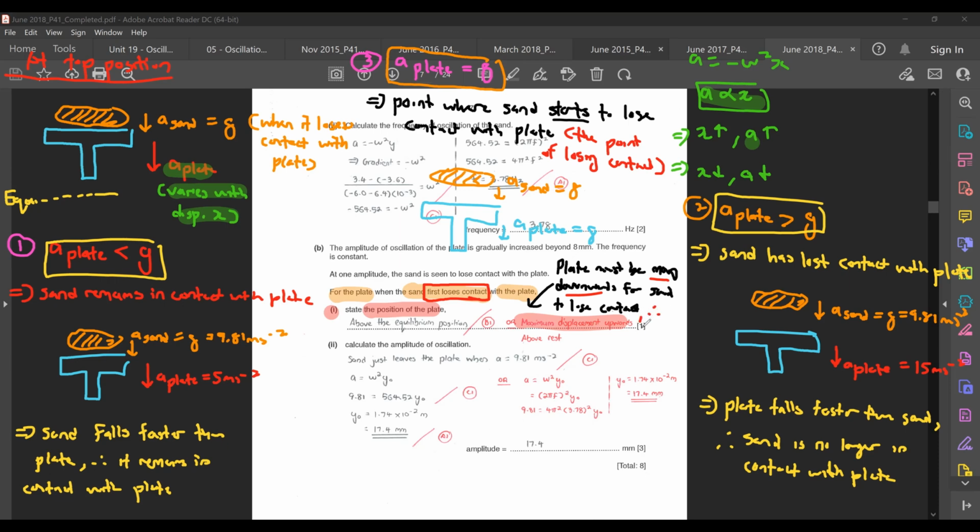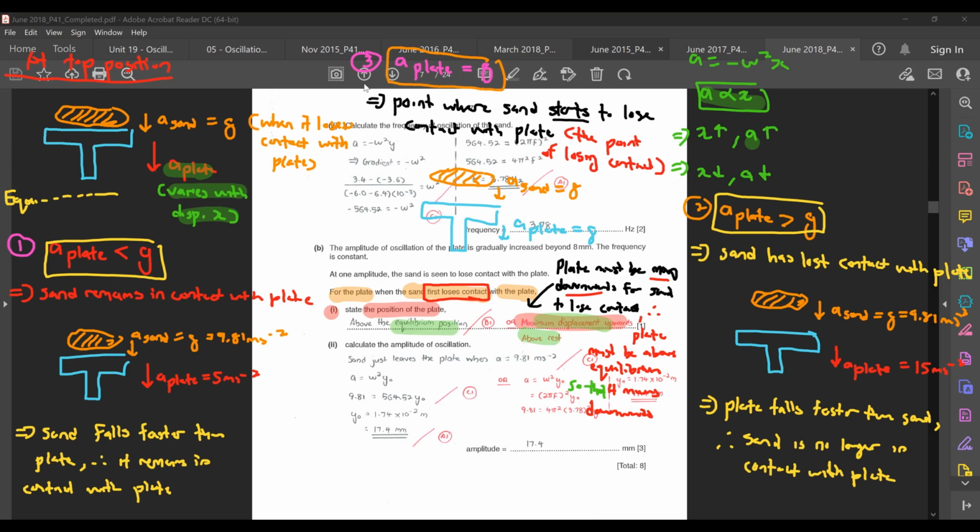Therefore, the plate must be above equilibrium, because when it's above equilibrium, that's where it starts to move down. So you can state any of these possible answers. It's above the equilibrium position, it's at the maximum displacement upwards, or it's just above the resting position. So this one, maybe I reword this. The plate must be above equilibrium so that it moves downwards. Okay, that's the proper wording here.